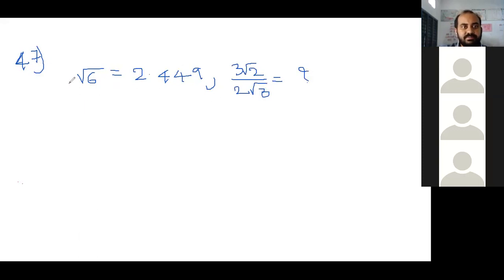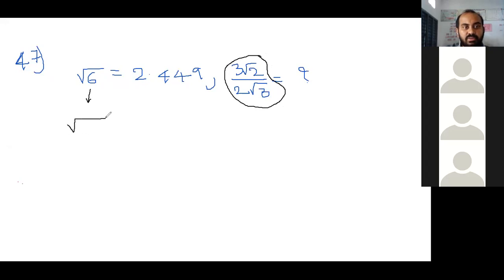Now see that here it is given that root 6 value is this much. Then they are asking for this number. For this number, what is the answer they are asking? So how to find this number? Does anybody have any doubt, any idea? So before finding this number, just see this number.